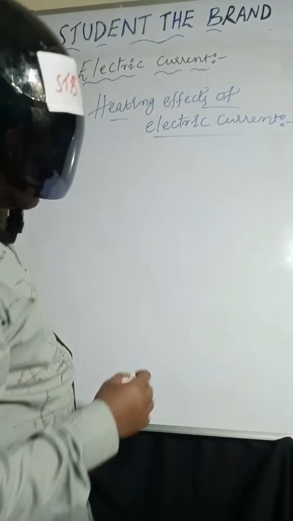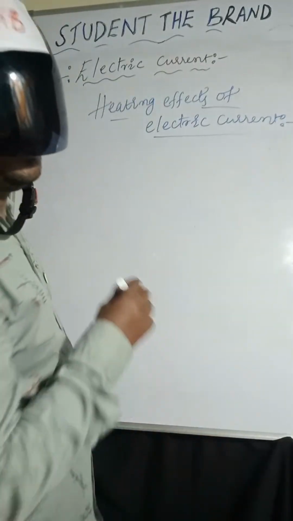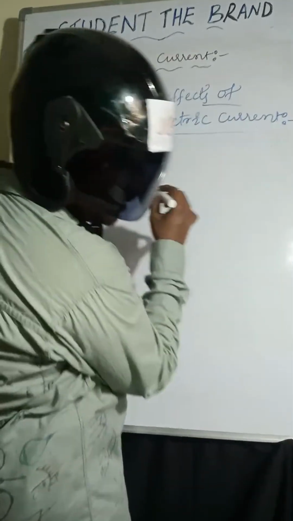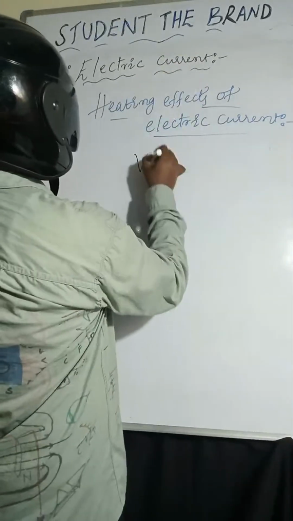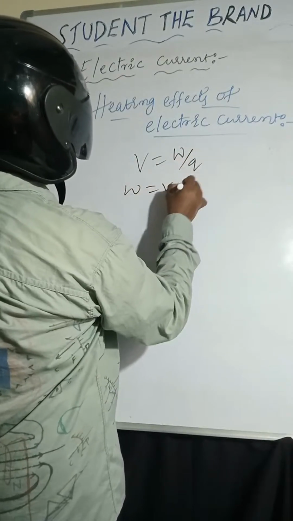So, heating effect of electric current. We know potential difference V equals W by Q, so W equals V into Q.